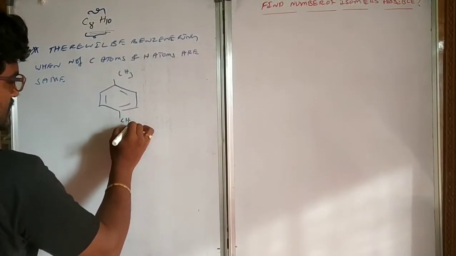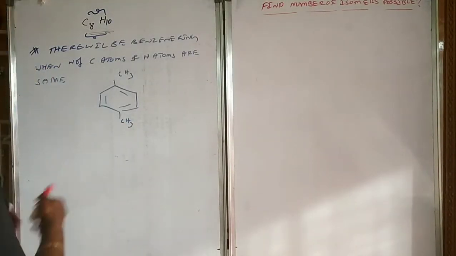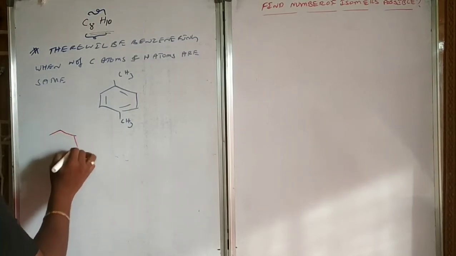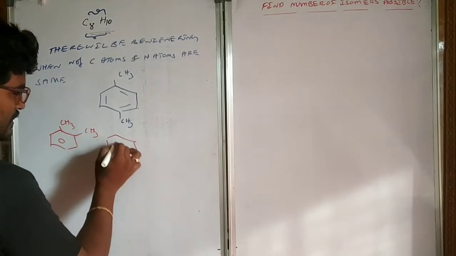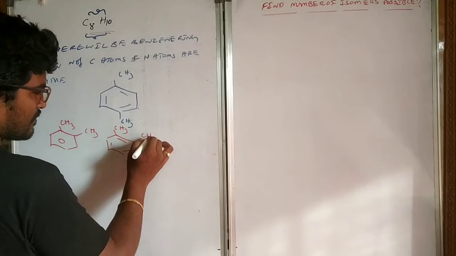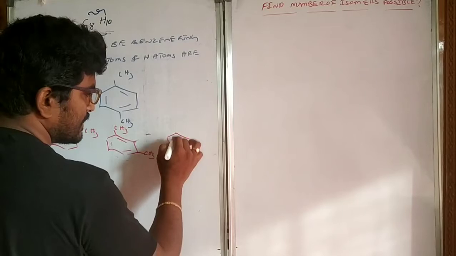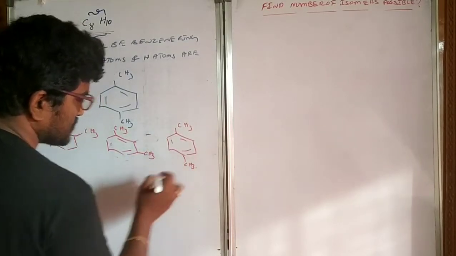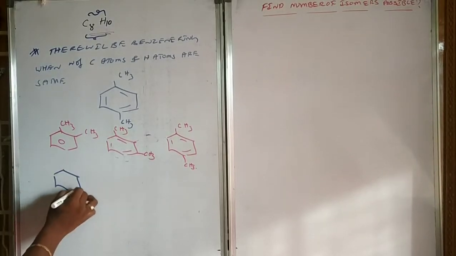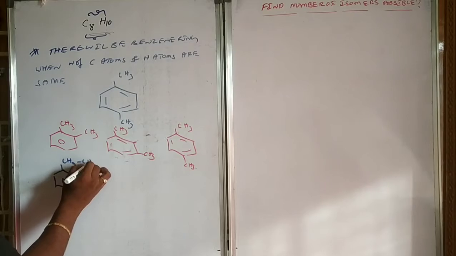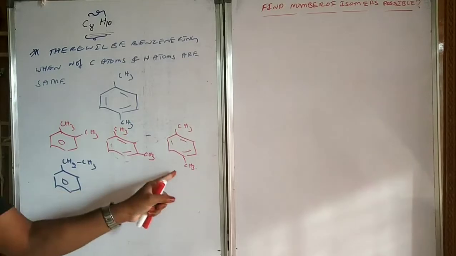CH3 will be CH3. So you know very well when two substituents are there, you can have the three isomers, that is ortho, meta, and then para isomer. So you can write ortho isomer, meta isomer, and then a para isomer. Any chain isomer? Yes, you can have a chain isomer also, that is nothing but CH2, CH3. Like this, you can write the number of isomers possible for this compound.